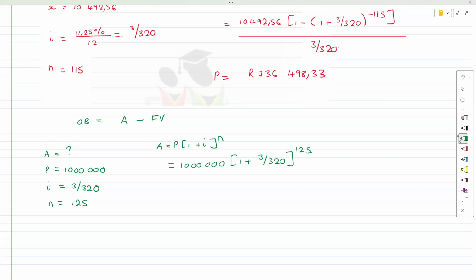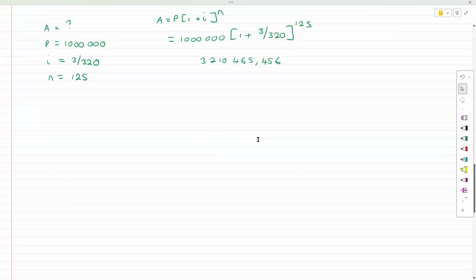Power of, oh, let me delete this. I made a mistake. So that's a million, 1 plus 3 over 320, the power of 125. Okay, cool. So this would be 3,210,465.546. That should be fine as well. Let's go and do the next part, the future value.